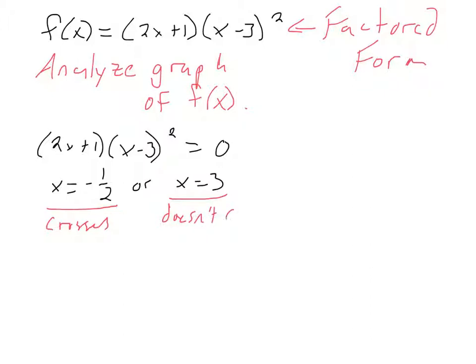So we'll just say it doesn't cross. Those are the x-intercepts. What other information about the function can we figure out pretty easily? Those are my zeros. What other information about the function can I get pretty quickly? The zeros are the x-intercepts, right?